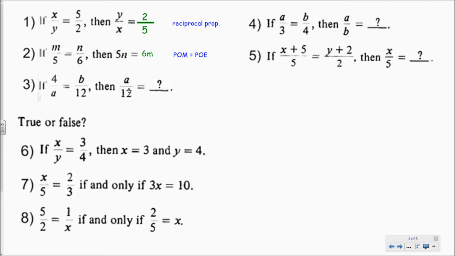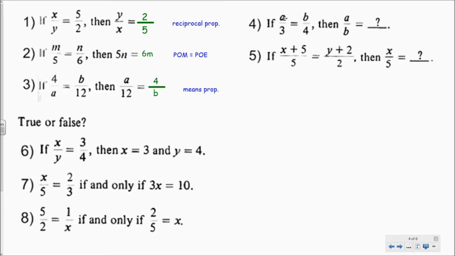In the third one, I have a over 12, and I'm trying to figure out what that ratio is proportional to. Well, I was given that 4 to a is proportional to b to 12, so it looks like I just exchanged the a and the b, and I'll have my a over 12. So I'm going to use the means property to do so, and I end up with 4 over b after I've interchanged those two values.